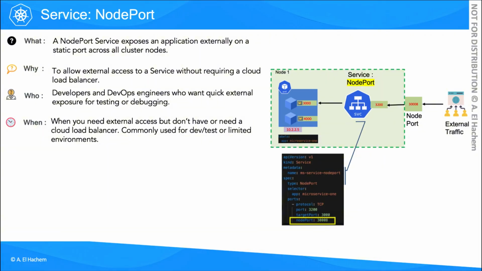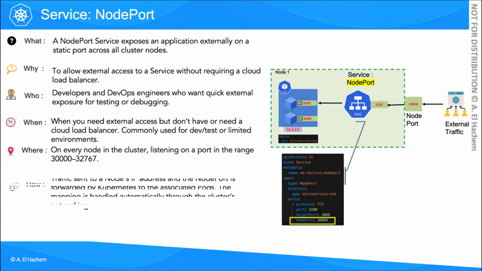Where do they run? On every node in the cluster, listening on a port in the range 30,000 to 32,767. How are they created? Traffic sent to a node's IP address and the node port is forwarded by Kubernetes to the associated pods. The mapping is handled automatically through the cluster's networking.